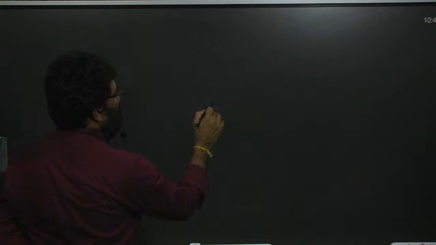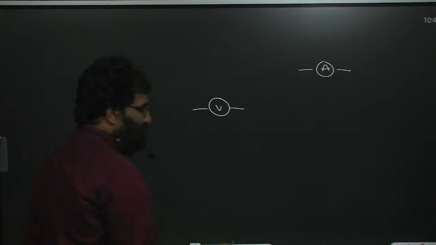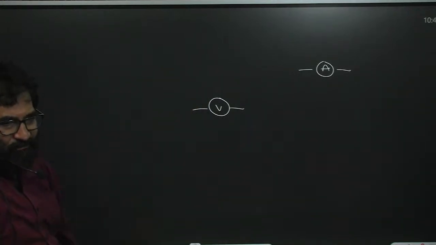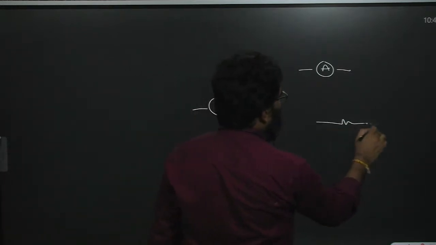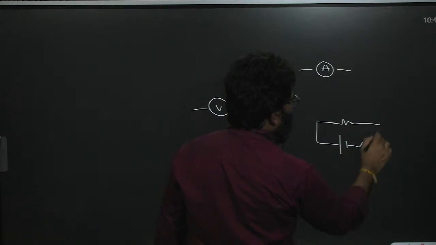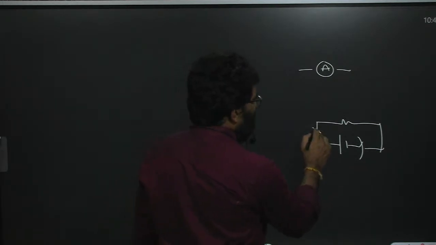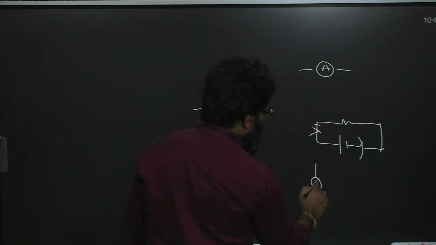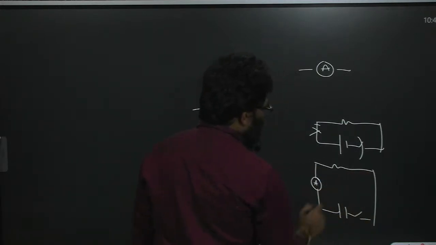Next, voltmeter. Ideal ammeter resistance will be 0. Take the voltmeter, we show it like this. Ammeter we show like this. How are we going to connect the ammeter? Just break the circuit and connect. Suppose initially we have it like this. But to measure the current, how to connect? Break the circuit here and connect here. Like this. So break the circuit and connect.